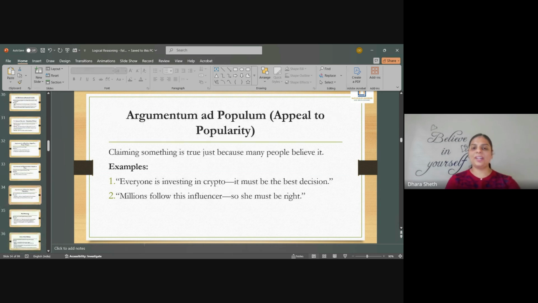Next. Argumentum ad populum. Appeal to popularity. Claiming something is true just because many people believe in it. Everyone is investing in crypto, so it has to be the best decision. Now, this is not logic. Logic is when you give data, stats, figures. Millions follow this influencer, so she must be right. Now again, this is appeal to popularity. It is not logic. She could be wrong. So this is argumentum ad populum, or appeal to popularity fallacy.